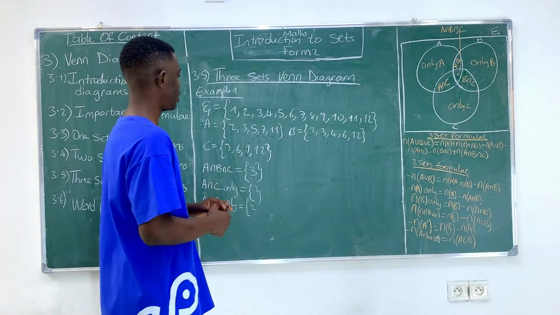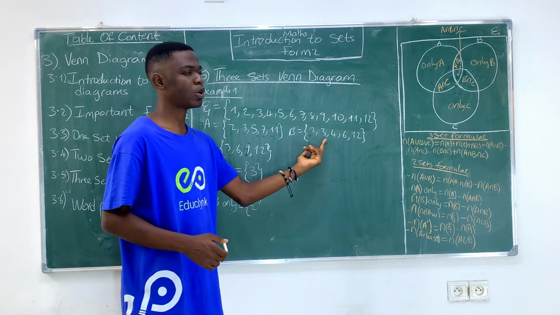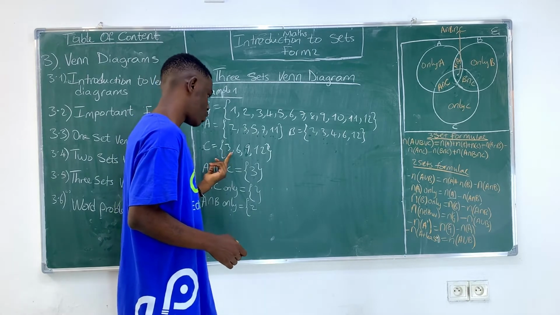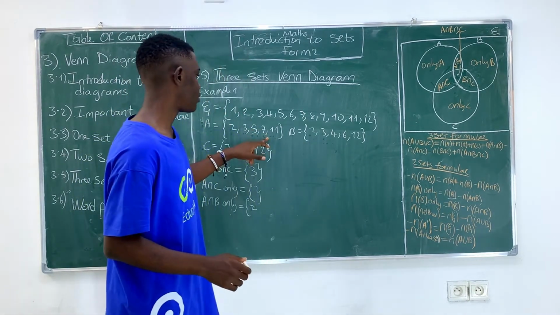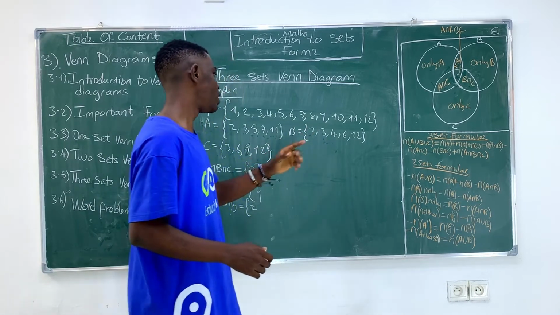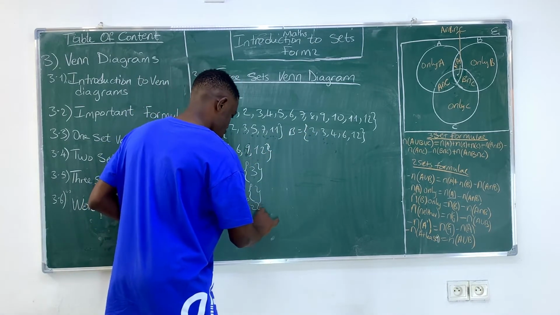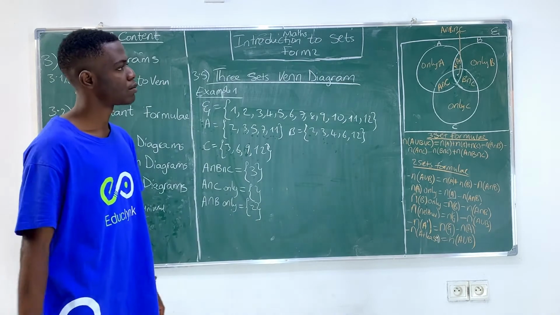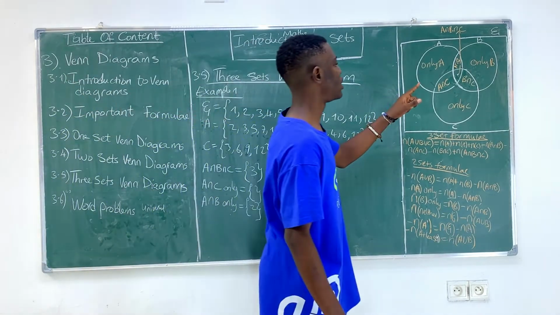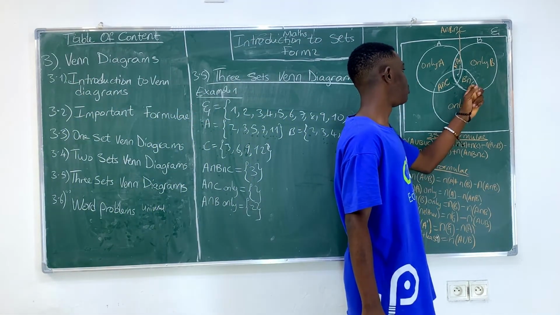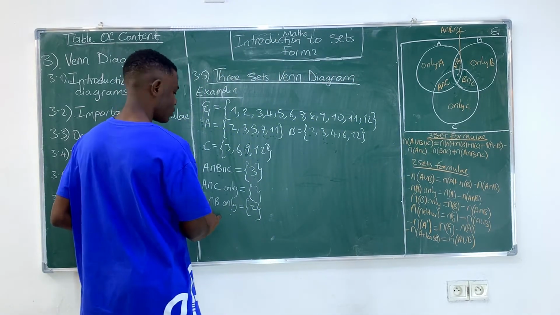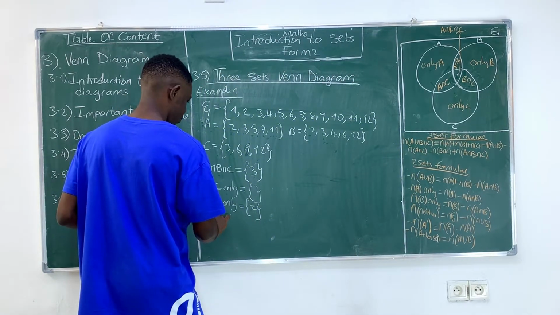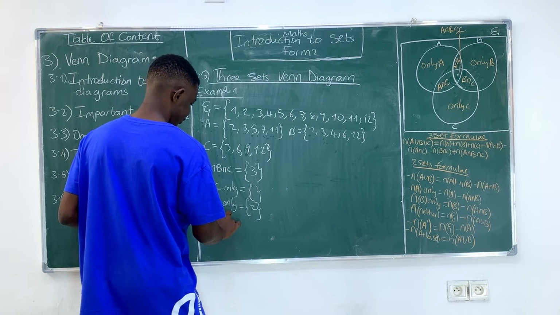So you write it. Here you have 3. It is also common to B, but it's also common to C, so you don't write it. Here there is 5. Is 5 common to B? No. Here there is 7. Is 7 common to B? No. Here there is 11. Is 11 common to B? No. So we leave it like that. That is it for A intersection B. For B intersection C only.